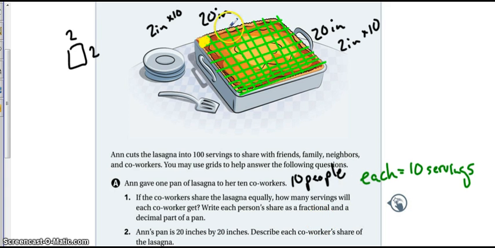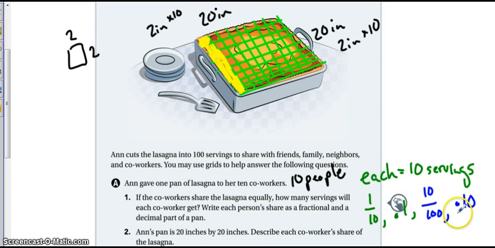Okay, and write each person's share as a fractional and decimal part of a pan. So if they get 10 servings, which means they get one whole row or column of lasagna, sounds funny, then as a fraction, they get 1/10 of the pan. Okay, they could also have 0.1, or if we wanted to take it in terms of the hundredths, we could say that they got 10 hundredths, or 0.10. Okay, now because we like to reduce our fractions and keep them in simplest form, and we do the same thing with decimals, we really would use the 1/10 or 0.1.